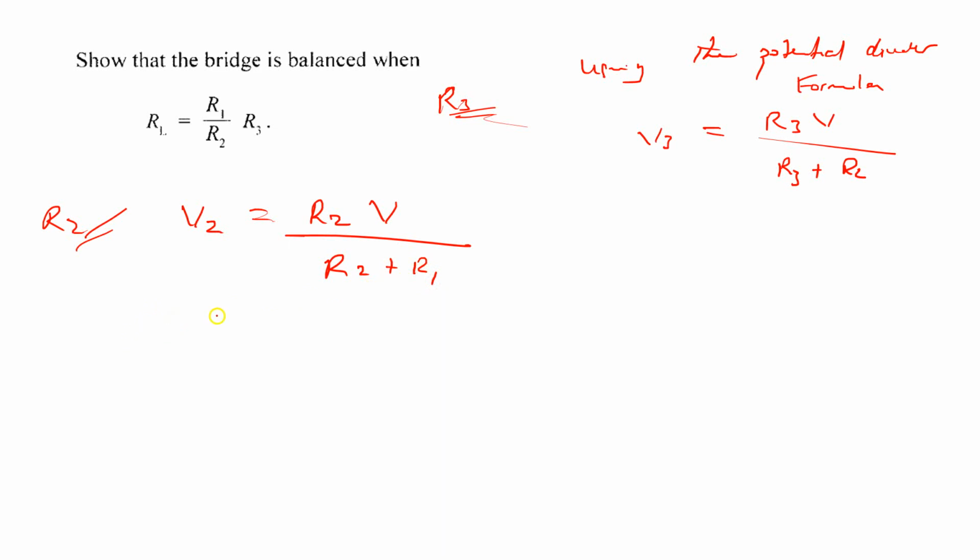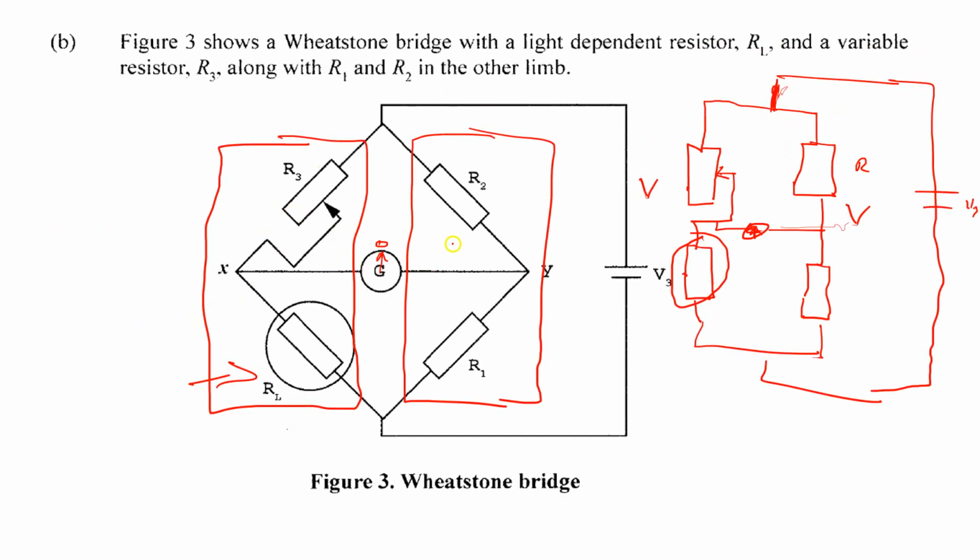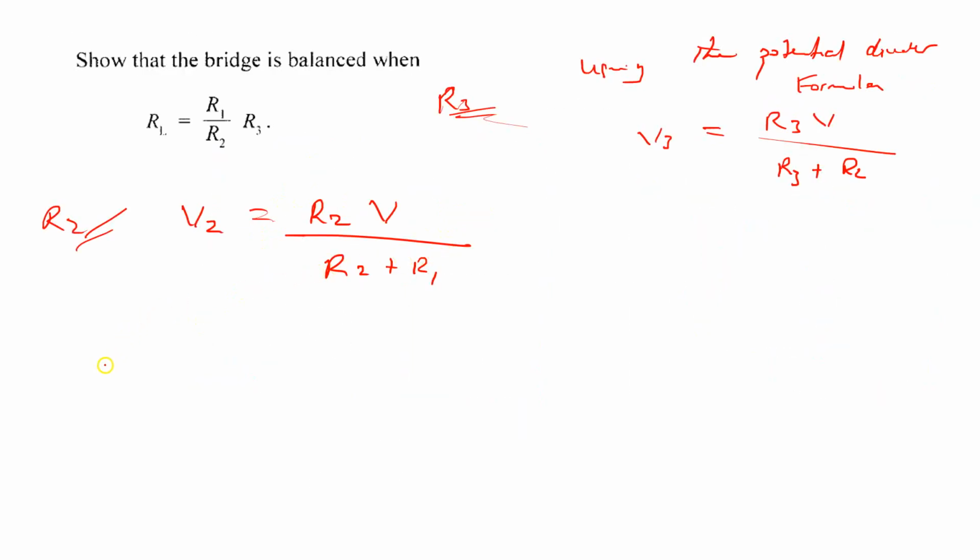Now, because we said that the voltage is the same in parallel circuits, it means the same voltage over here will be the same voltage over here. So we're going to equate both equations. Technically speaking, we're saying that V2 is equal to V3. If V2 is equal to V3, then we can say R2 times V divided by R2 plus R1 is equal to R3 times V divided by R3 plus RL. Now, V and V are common on both sides. That's the same voltage coming from the power supply. So what we're left with is this equation right here.